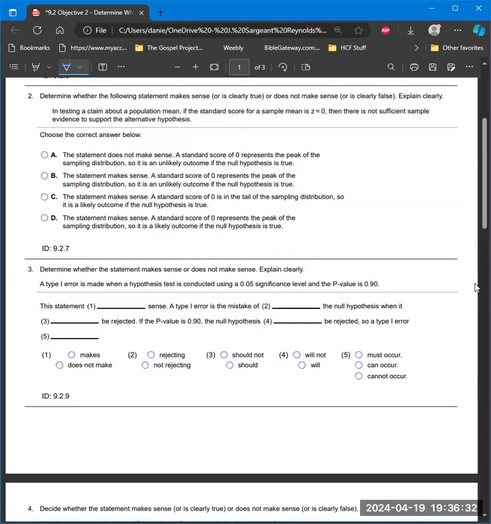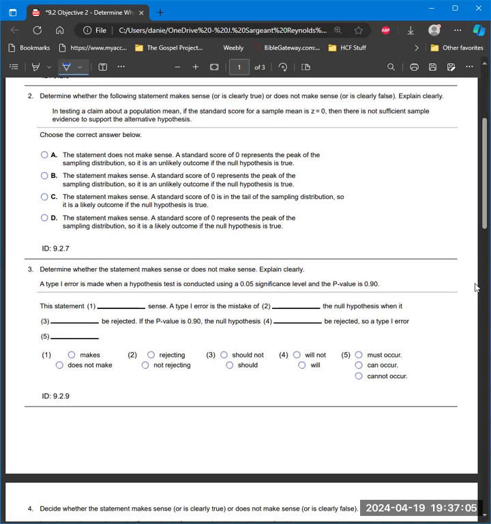Determine whether the following statement makes sense or is clearly true or does not make sense or is clearly false, and explain clearly. In testing a claim about a population mean, if the standard score of the sample mean is z equals 0, there's not sufficient sample evidence to support the alternative hypothesis. That does make sense because you're right on top of the mean value. You're not going to be anywhere close to either of the tails.